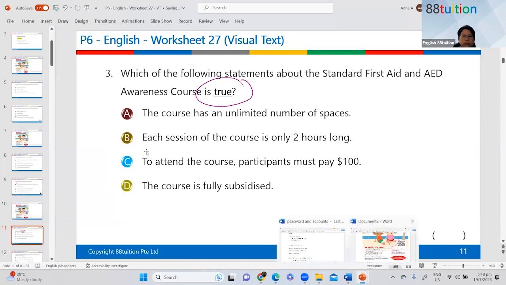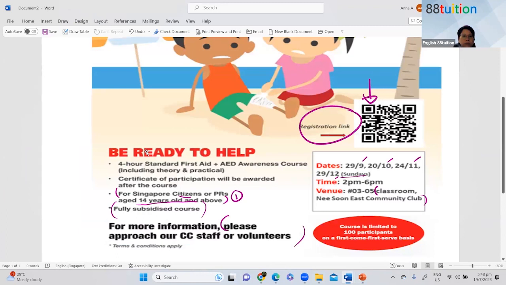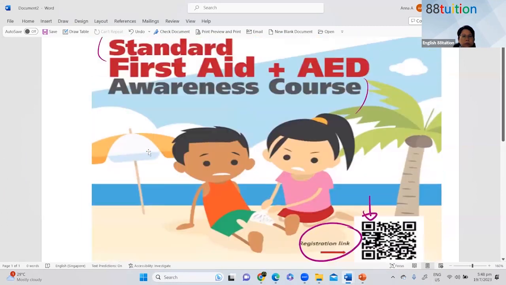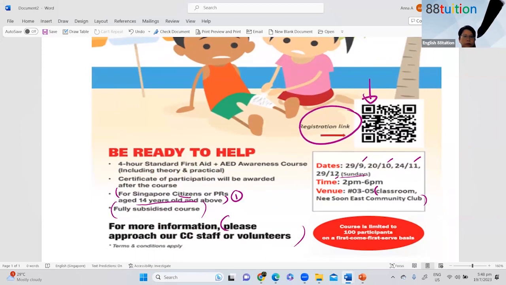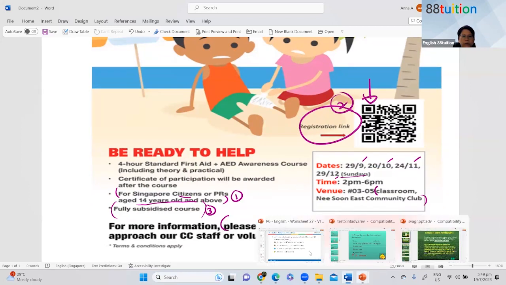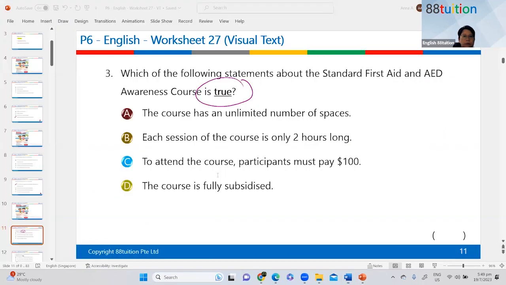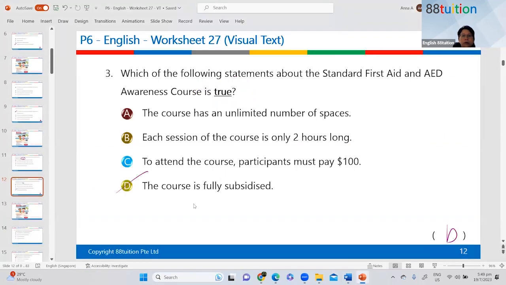We go back here. What do you think about the course? Correct? Right? Fully subsidized course. So that's point number 3. So answer is D. Okay. I pointed to you the answer already. It's all there.